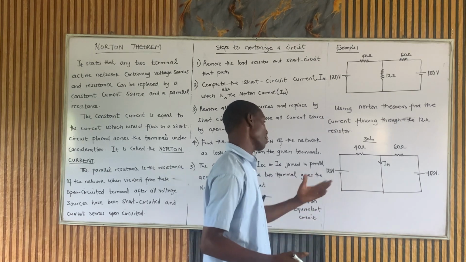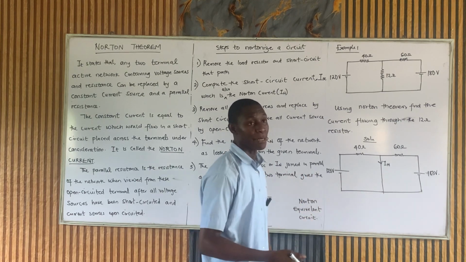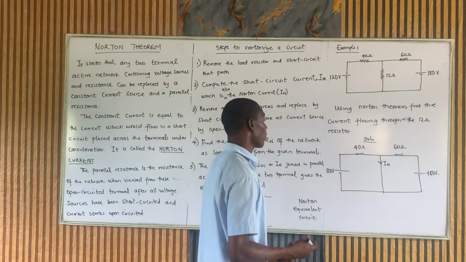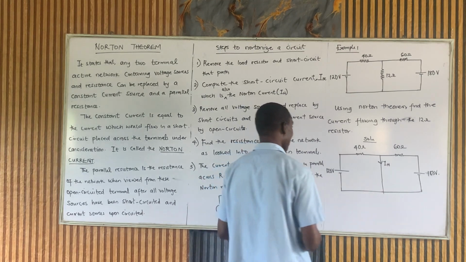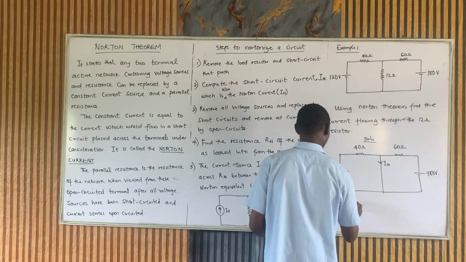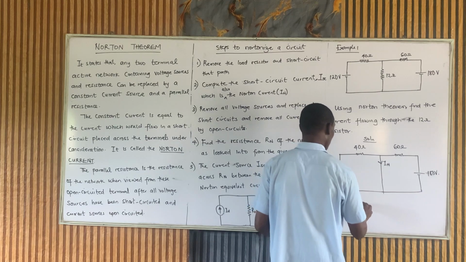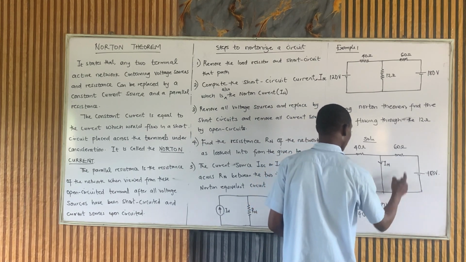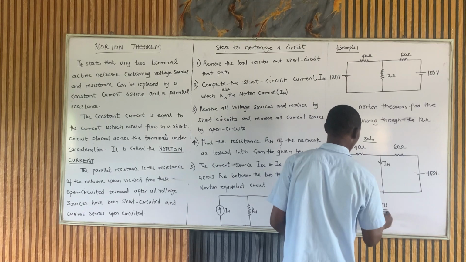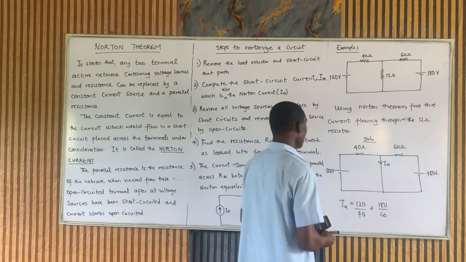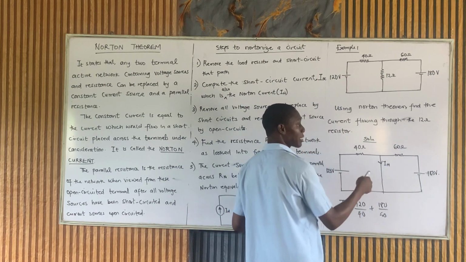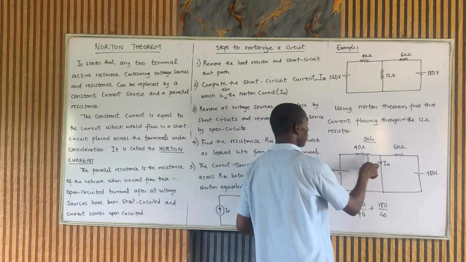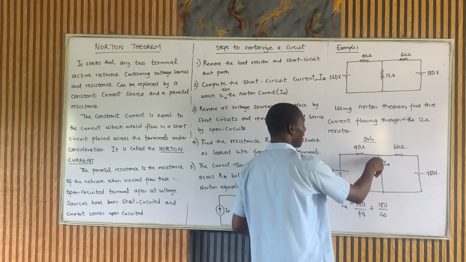You can use mesh, or any method, to get your IN. For me, one easy way is that IN is equal to 120 over 40 plus 180 over 60. The reason is that each source is supplying current in this circuit. Current coming from here will go here and flow through here. It should not divide when it gets here.